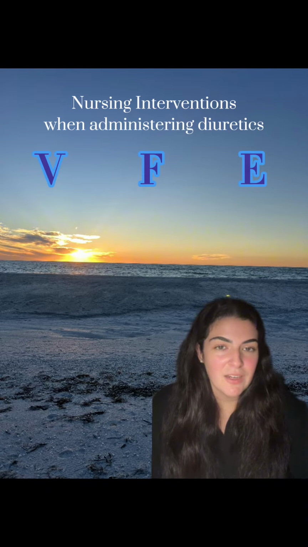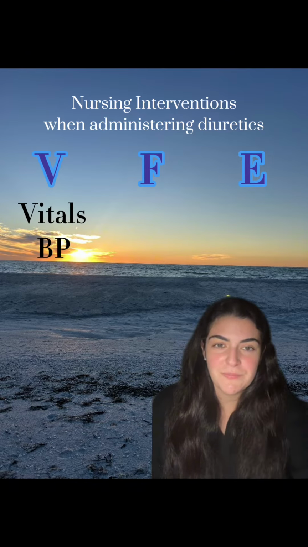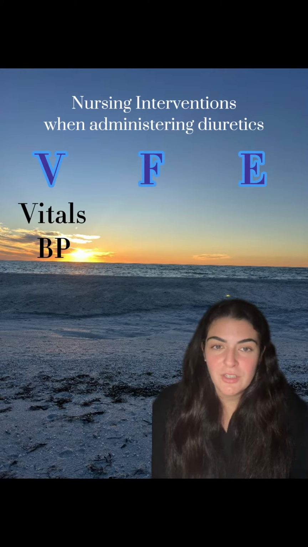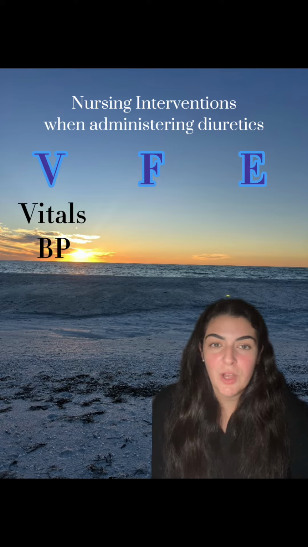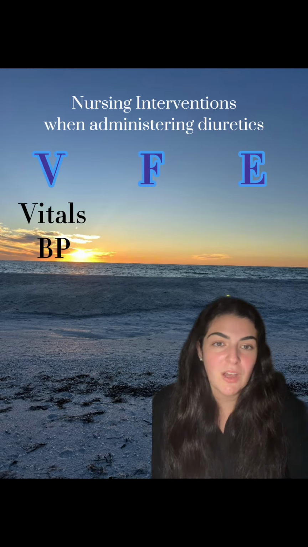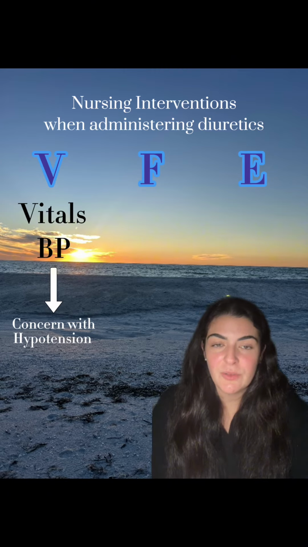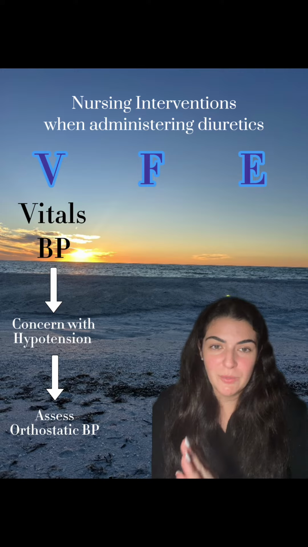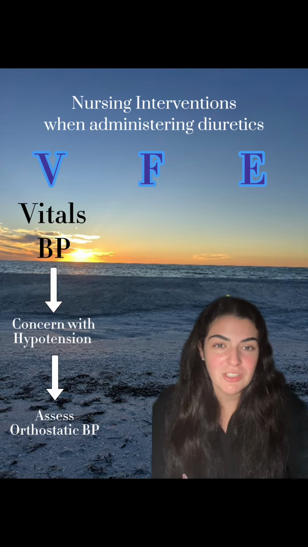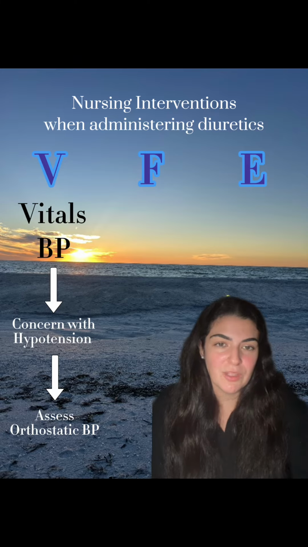V stands for vitals, and the most important vital sign that you need to assess is blood pressure. The mechanism of action of diuretics is to excrete fluid from within the body, and when we have that drop in fluid from inside the body, we can also see hypotension. It is essential in the NCLEX that you assess for orthostatic blood pressure. This is when there is a drop in blood pressure with the change of positions, and since we're excreting fluid with diuretics, the patient is at risk for this.